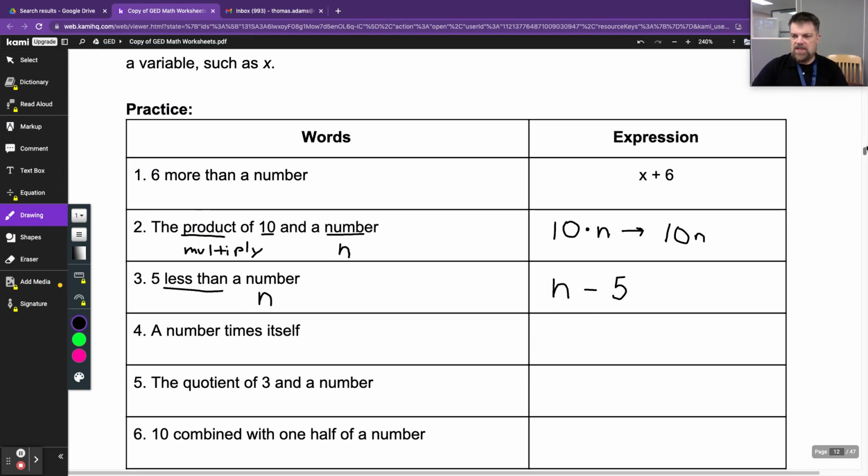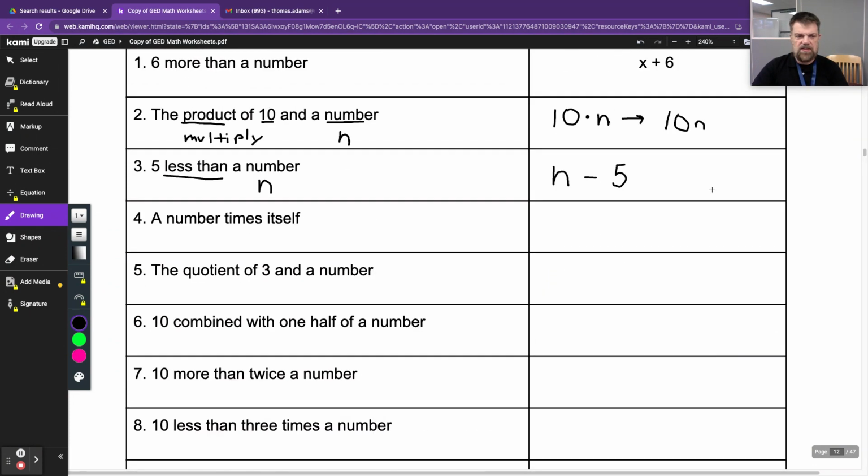A number times itself. And that's an interesting one. So a number, they don't tell us what it is, n. So you would say n times n. Well, that is the same as n to the second power. So technically, you would write it like that. Okay.